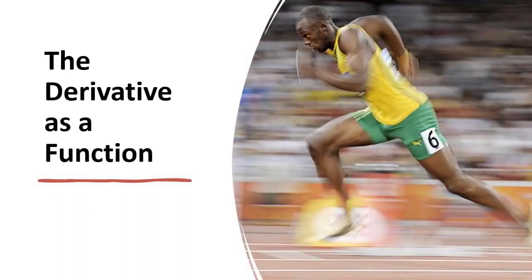The derivative as a function. As we have seen, the derivative of a function at a given point gives us the rate of change or slope of the tangent line to the function at that point. If we differentiate a position function at a given time, we obtain the velocity at that time.